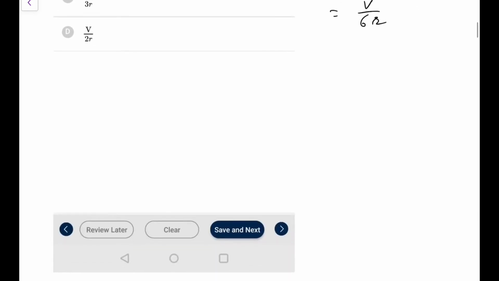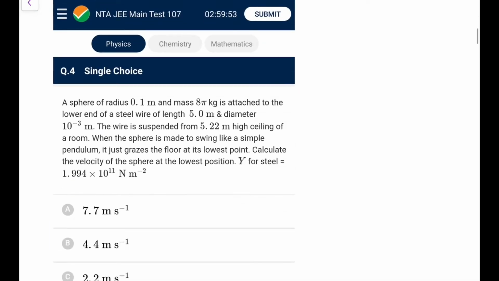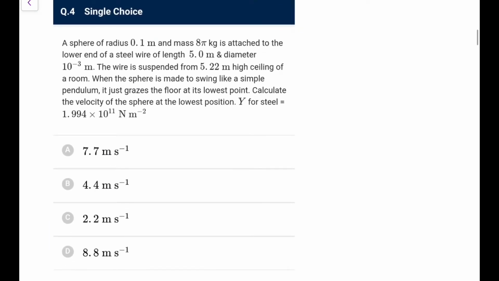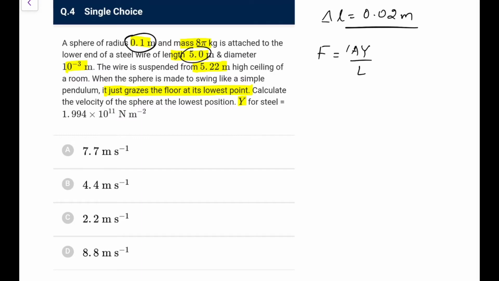Simple question for you. Next one: you have a sphere of 0.1 meter radius, mass 8 pi kg, attached to the lower end of a steel wire of length 5, and this wire is suspended from a 5.22 meter high ceiling. When the sphere is made to swing like a simple pendulum, it just grazes the floor. That means at that point the length is 5.22. Calculate the velocity of the sphere at the lowest point. First of all, this is 5 and the diameter would be 0.2. That means the extension in the wire is 0.02 meters. So I can make out the force, you know, is Ay by L into delta L.